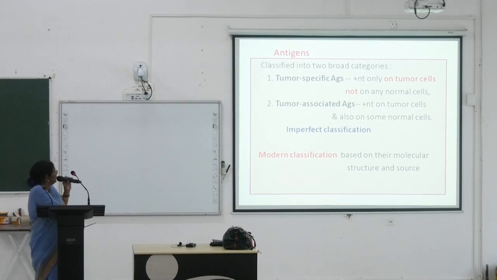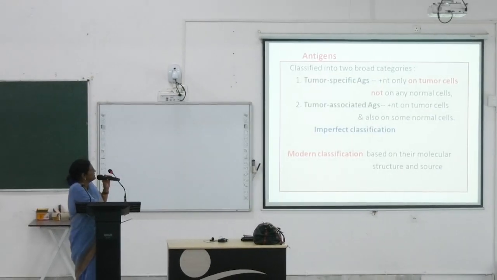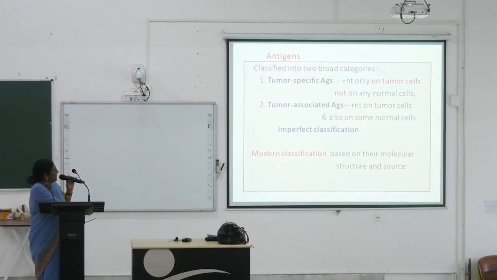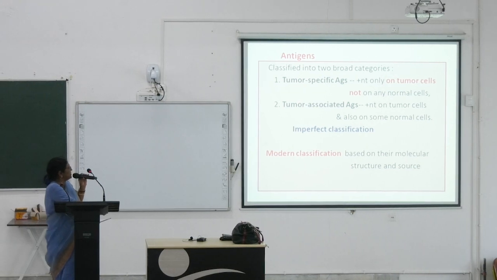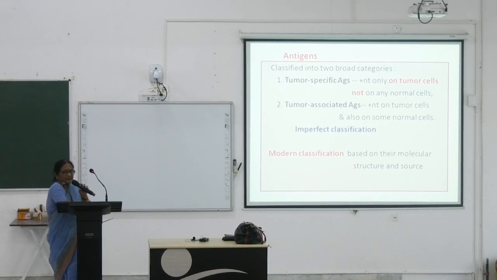It may be the tumor specific antigens, which are present only on the tumor cells but not on the normal cells, and the tumor associated antigens, which are not present only on the tumor cells, but they are present on the normal cells also. But this is an imperfect classification. Modern classification is based on the molecular structure and the source.